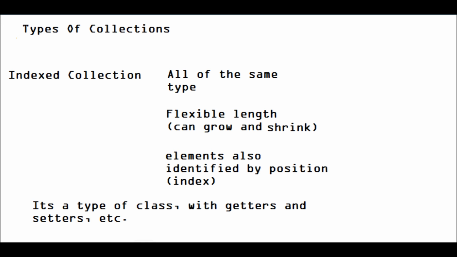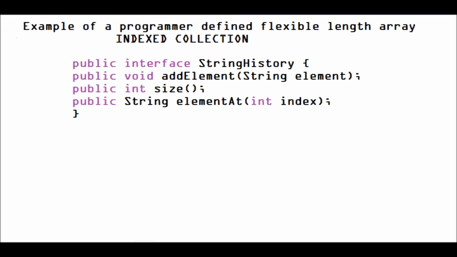Alright, so here's an example of an interface for an indexed collection. You see it has a method that adds elements. It has a method that gives you the size of the indexed collection, and it has a method to return the value of any given element at an index. So you give it the index and it'll give you the value.